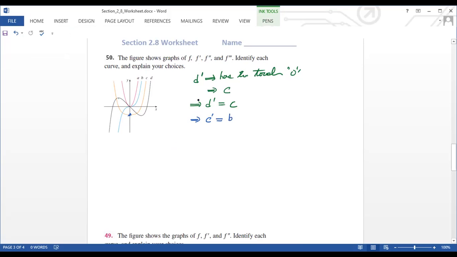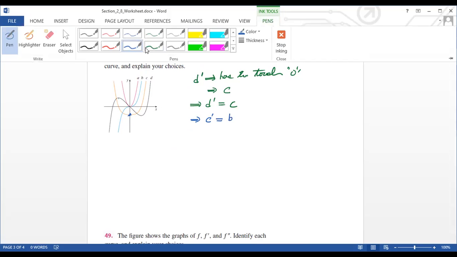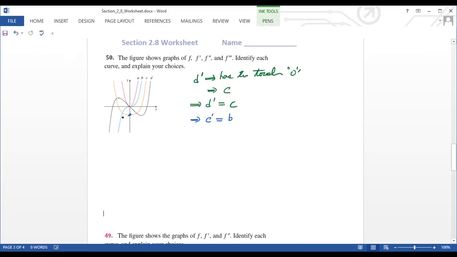Get that? Okay, now let's take a look at B here. B is the blue one. Here, first the tangent is positive, right? Then the tangent line starts to get negative. It starts out still a positive slope, going up, right?